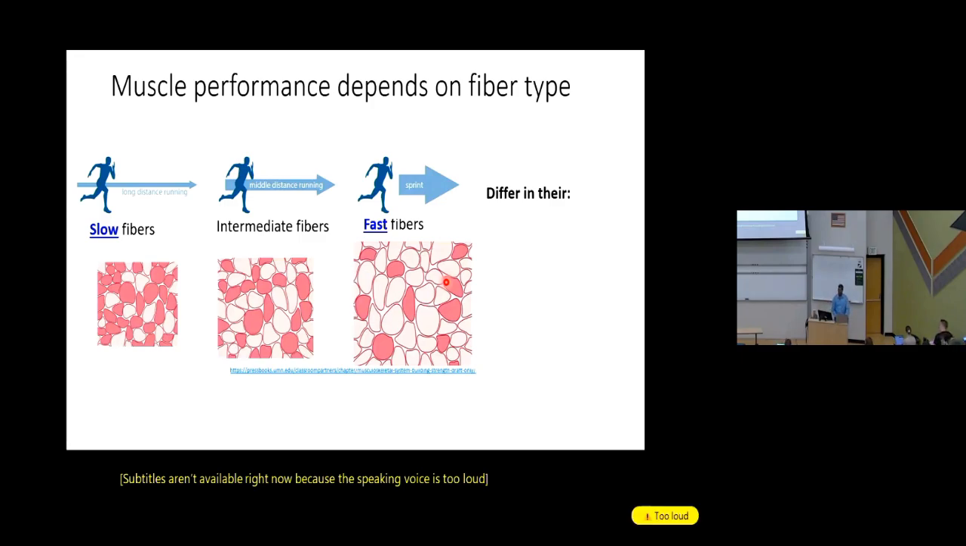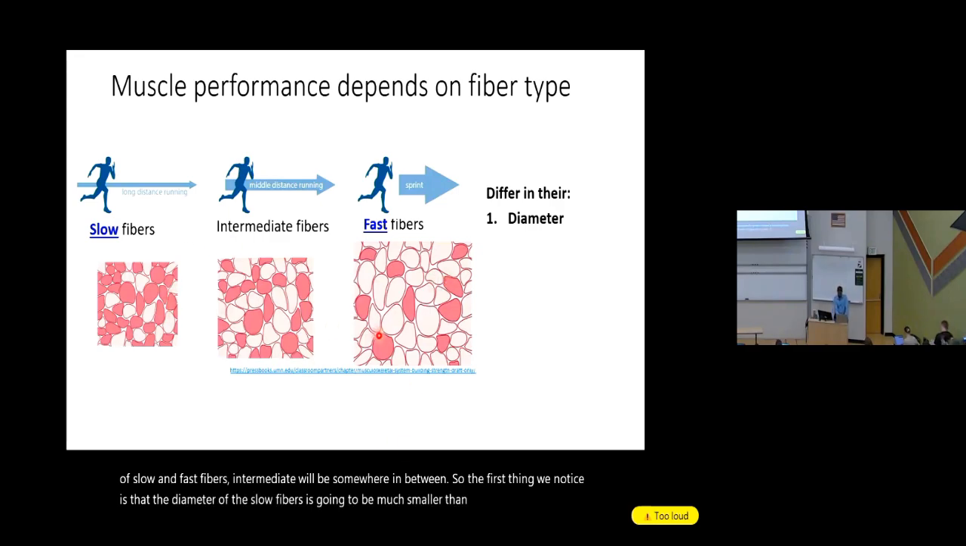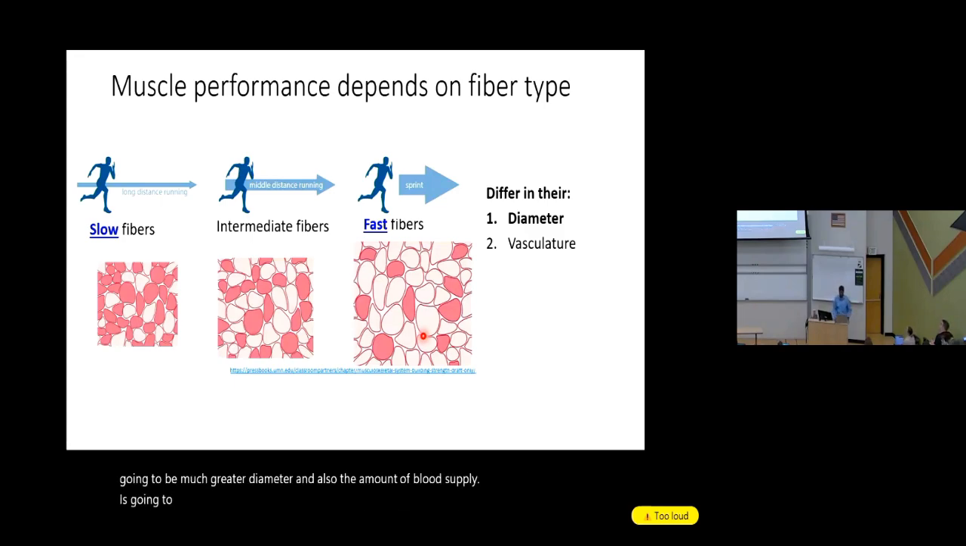So let's see what the differences are between slow fibers, intermediate, and fast fibers. And whatever I tell you in terms of slow and fast fibers, intermediate will be somewhere in between. So the first thing we notice is that the diameter of the slow fibers is going to be much smaller than the fast fibers. Right? They're going to be much greater in diameter, and also the amount of blood supply is going to be greater in the slow fibers compared to the fast fibers.